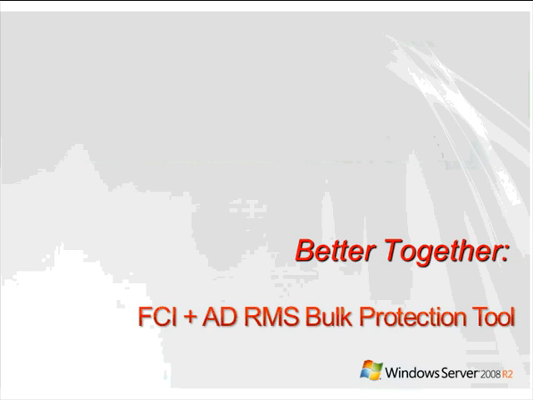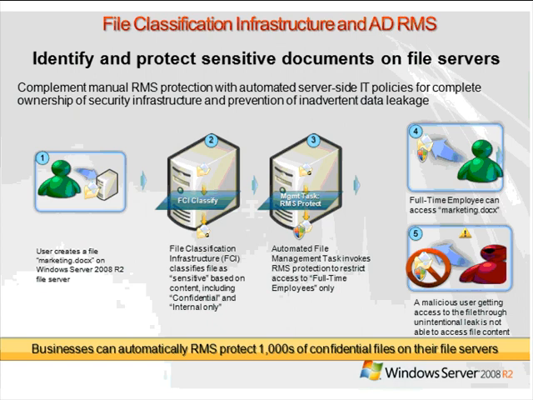The next up is the better together part, that is your FCI and the AD RMS bulk protection tool, and how we can leverage them together. Here is how it works: identify and protect sensitive documents on file servers. Complement manual RMS protection with automated server-side ID policies for complete ownership of the security infrastructure and prevention of inadvertent data leakage.